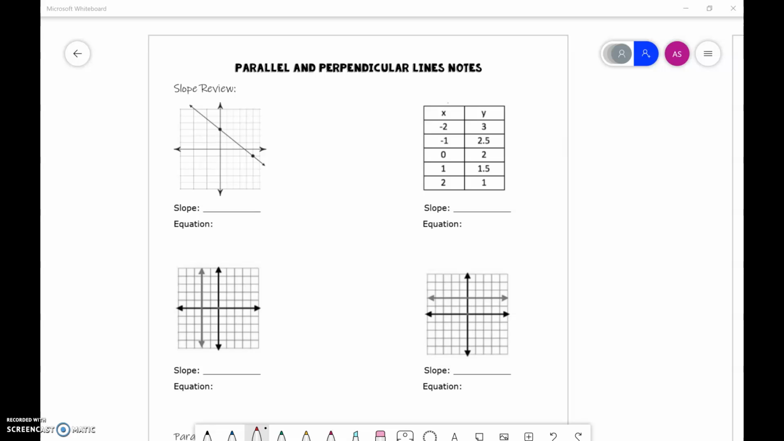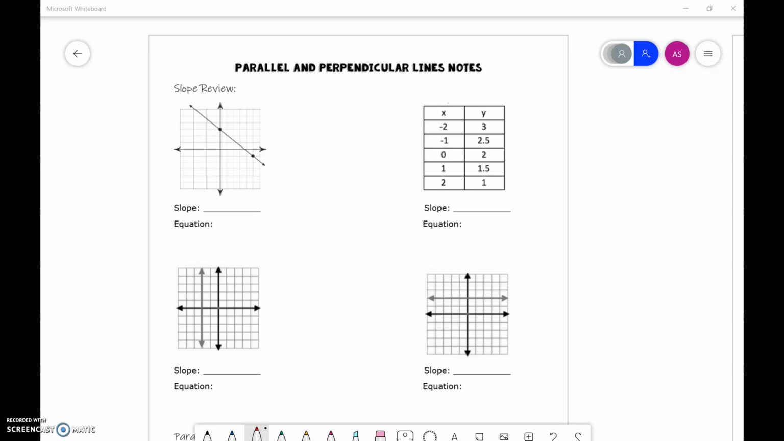All right, guys, so here are our notes for parallel and perpendicular lines. First, I want you to do these 4 problems on your own. This is pretty much review. You're just finding the slope, and then you're writing the equation. So I want you to just pause the video for a second, work it out, and then I want you to press play once you think you have it to see if you got it right.